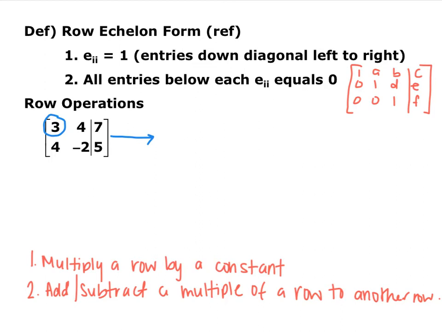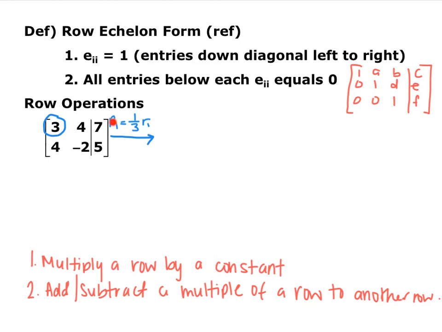Another way I can make 3 a 1 is by multiplying it by 1/3 or dividing it by 3. So what I'm going to do is multiply my first row by 1/3, or divide it by 3. So basically I'm going to divide every coefficient by 3.